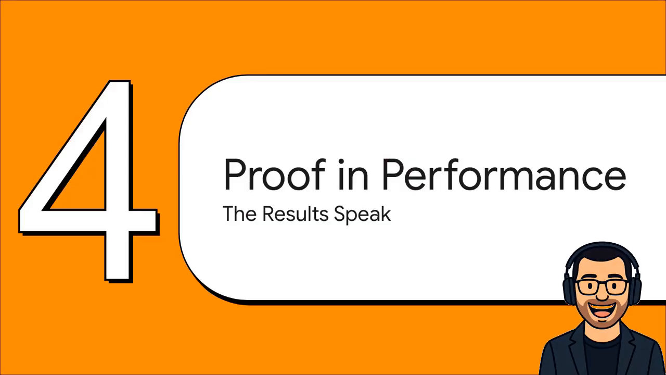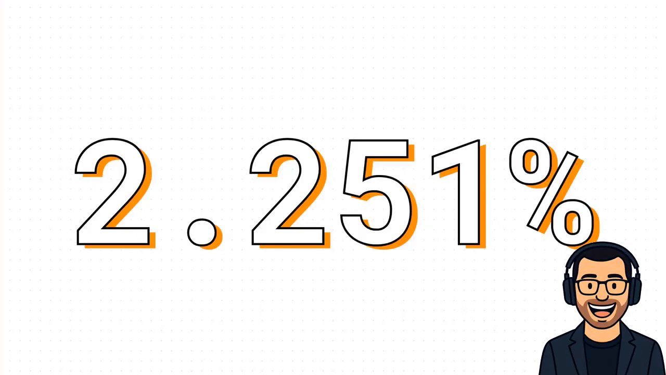Okay, so it's a cool idea, but the million-dollar question is, does it actually work? Well, let me tell you, the results were, frankly, spectacular. This number you're looking at, 2.251%, that's the top 5 error rate their model got on the huge ImageNet dataset. And that number won them first place in the ILSVRC 2017 competition. And it didn't just win, it absolutely smashed the previous year's winner by about a 25% relative improvement.